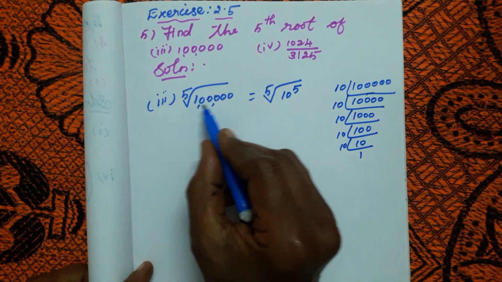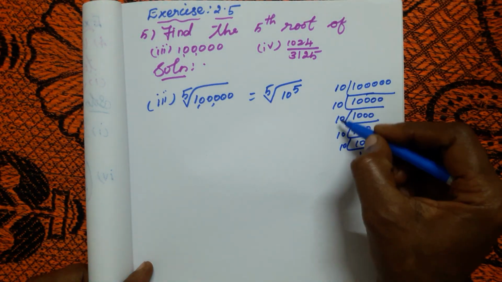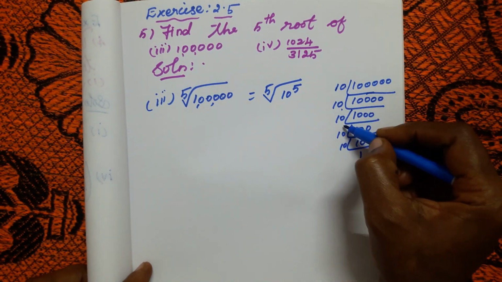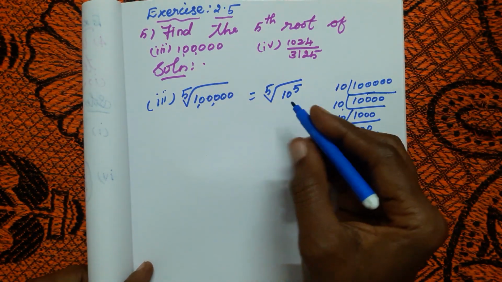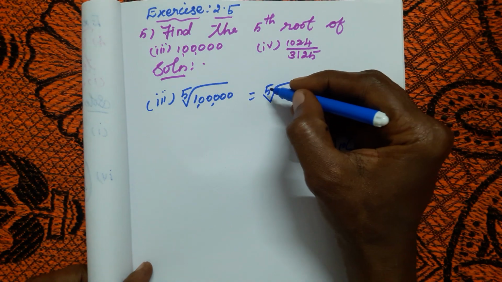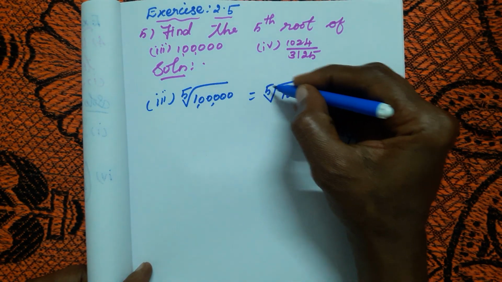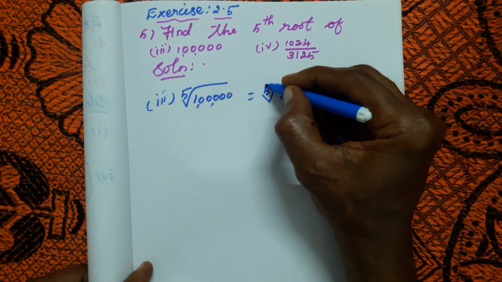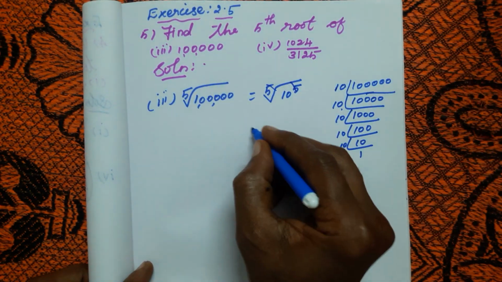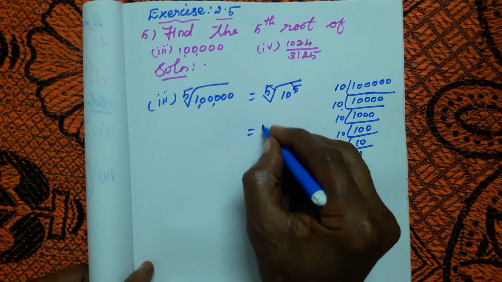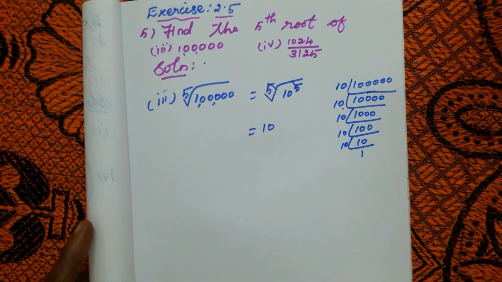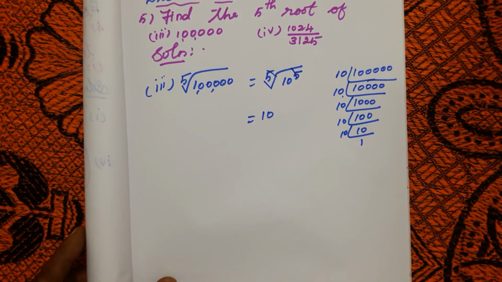So fifth root of 1 lakh is equal to fifth root of 10 power 5. Here the order as well as the power are the same, so we can cancel it. And what is the answer? 10 is the answer. Can you understand this?